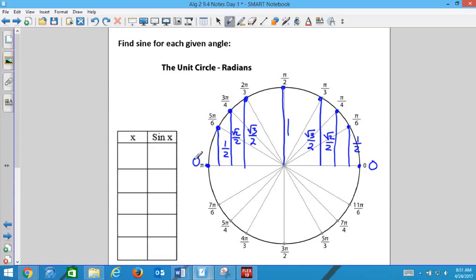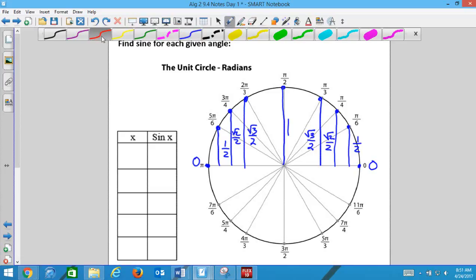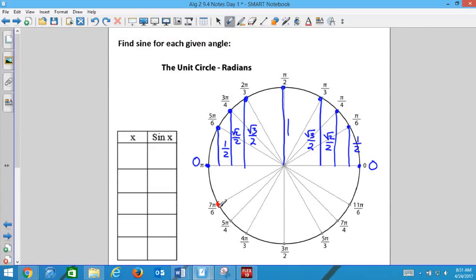But we have more angles around the circle. So once we get to 7 pi over 6, sine is the same distance as 5 pi over 6, except it's down, so sine is now negative a half. So starting at 0, we're getting bigger to 1, then smaller to 0, and then from there we start getting negative. We get negative a half, and then what's our next one?